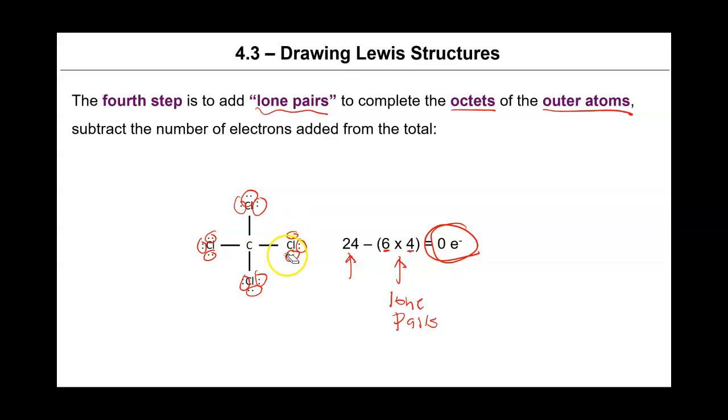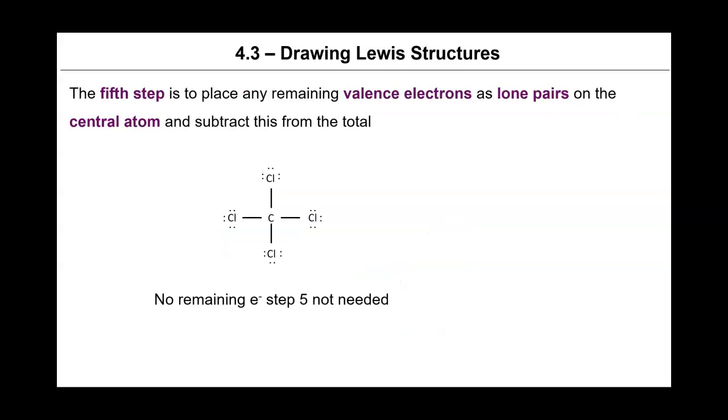And what that means for us is that if anything is not correct at this point, if anything is not the way that it needs to be, I can't add any more electrons. All I can do is move electrons around that are already there. But what you want to keep in mind is that step 5 is if we had any leftover electrons at this point, we would put them as lone pairs on the central atom. Now, of course, in this case, we have no remaining electrons, so step 5 is not needed.